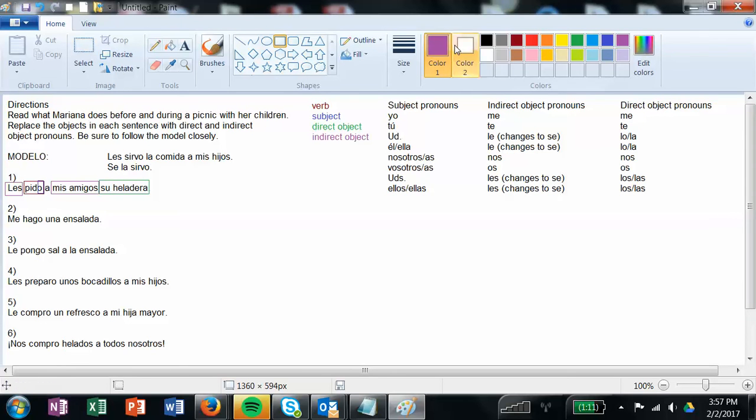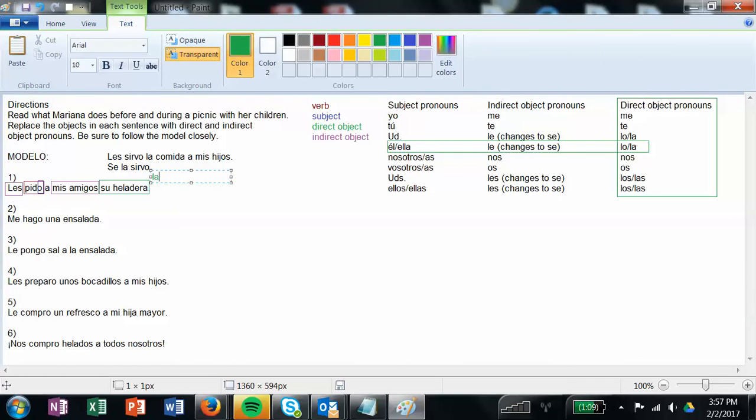So you're going to be looking at these right here. And you need to pick the one that matches with heladera. We want it to be "it." So remember, everything is a he or she, so it still falls in this category right here. And in your direct objects, you've got a choice. You can have lo or you can have la. La is for feminine things and lo is for masculine. And heladera is feminine, so it's going to be la.